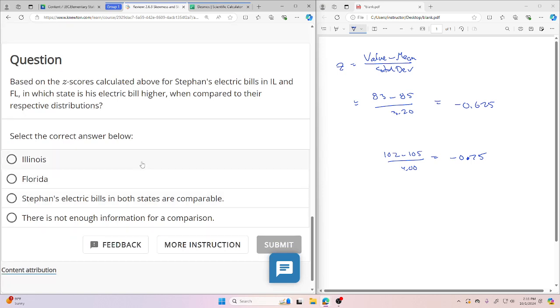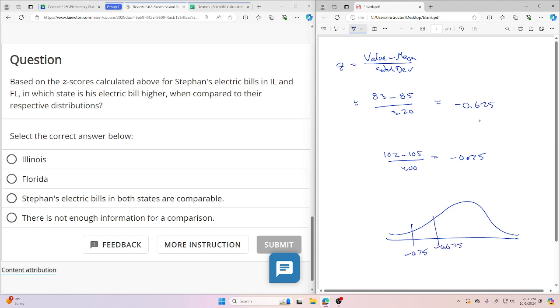It says which one's higher, respectively. Notice that this one here is actually higher because we're talking negative numbers here. So like we got negative 0.75, and then over here we got negative 0.625. So that one's technically the one that's higher. I know that's really weird.